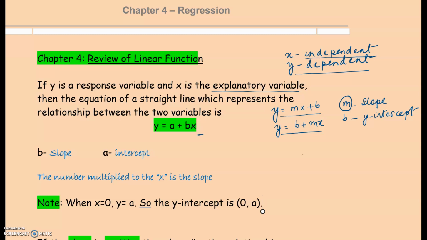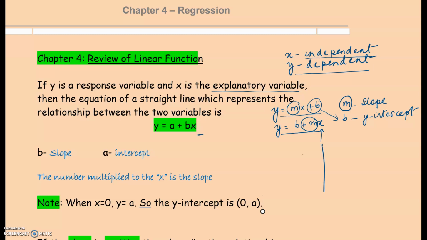If you remember again, the number multiplied to x is called the slope, and the other number is the y-intercept. So the slope is the number multiplied to the explanatory variable, and the other number is the y-intercept. It doesn't matter in which order we write these numbers. To identify the slope, look for x and look for the number multiplied to x, and that is the slope. The other number is the y-intercept.